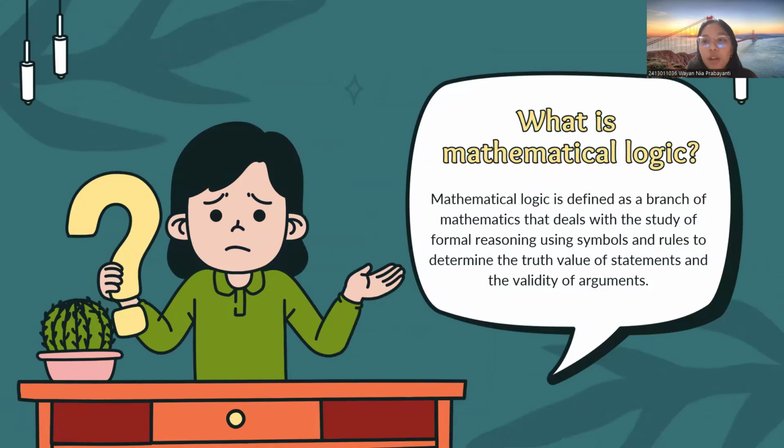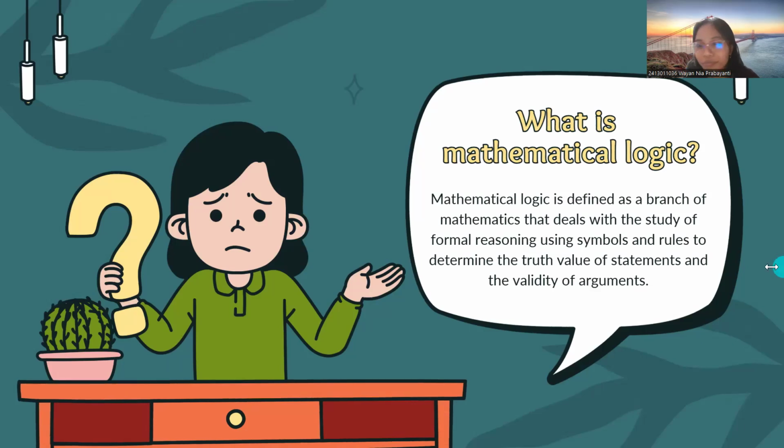The first is about mathematical logic. So, what is mathematical logic? Mathematical logic is defined as a branch of mathematics that deals with the study of formal reasoning using symbols and rules to determine the truth value of statements and validity of arguments.